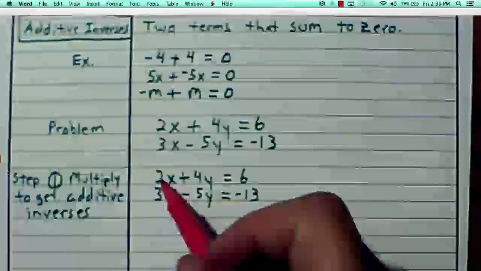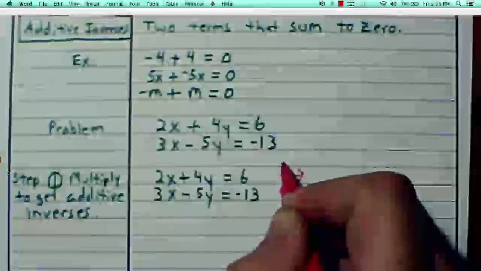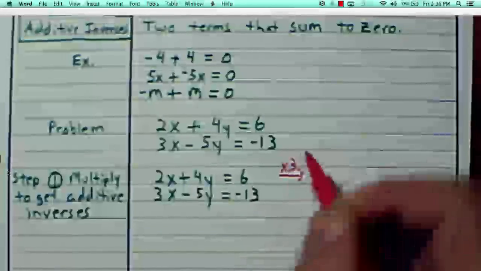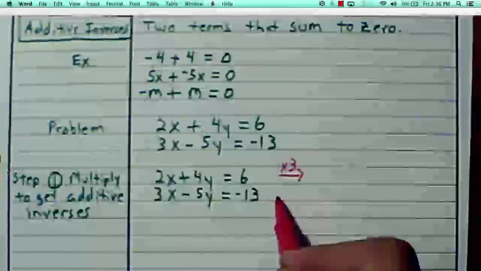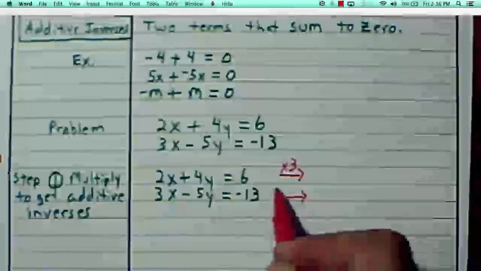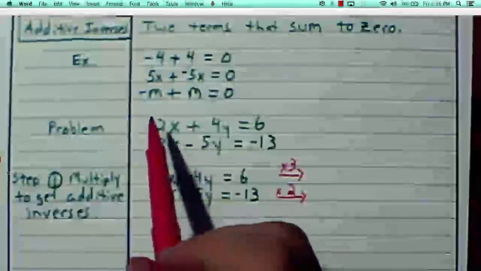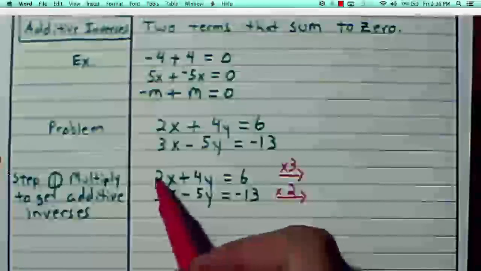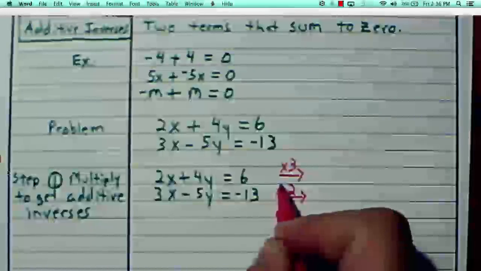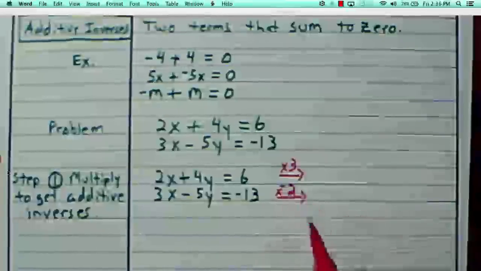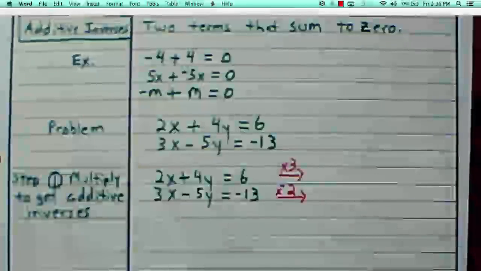2 times what yields 6? Well, 2 times 3. So I'm going to multiply the entire top equation by 3. Similarly, 3 times what gives 6? Times 2. So I'm going to multiply the entire bottom equation by 2. However, we need this opposite sign situation. Since these are currently both positives, I need to multiply one of these by a negative. Well, I'm going to choose to multiply the bottom by -2. Okay, so multiplying the top equation by 3 and the bottom equation by -2 yields the following.